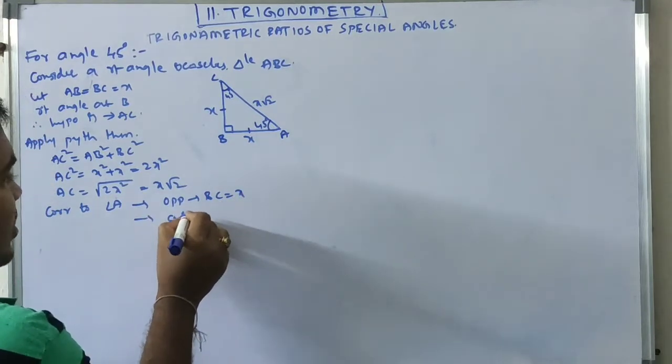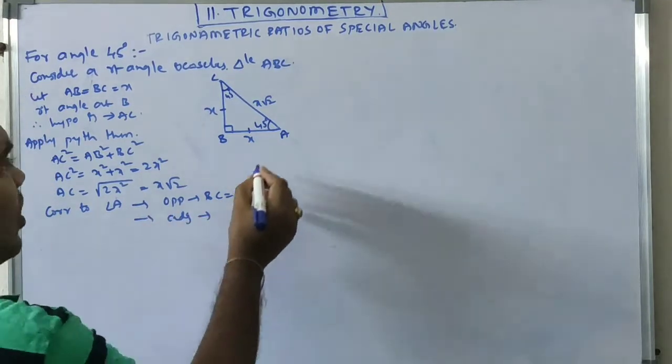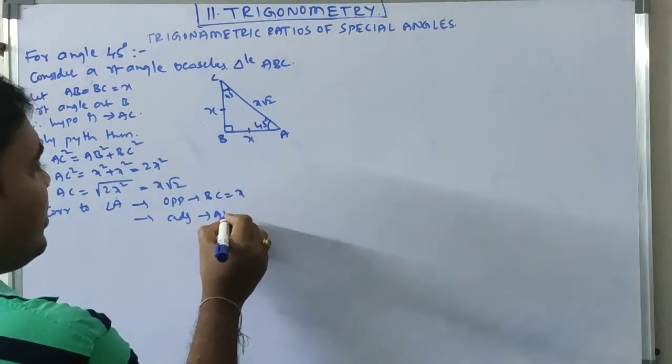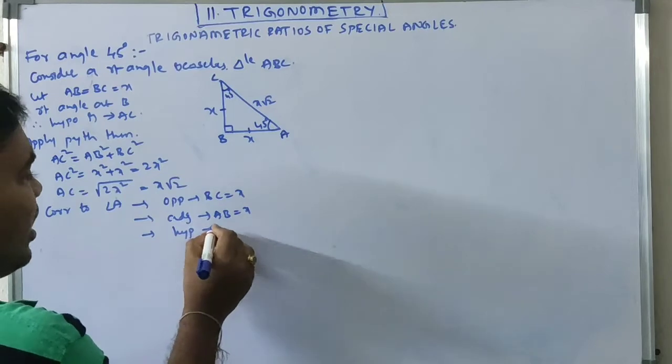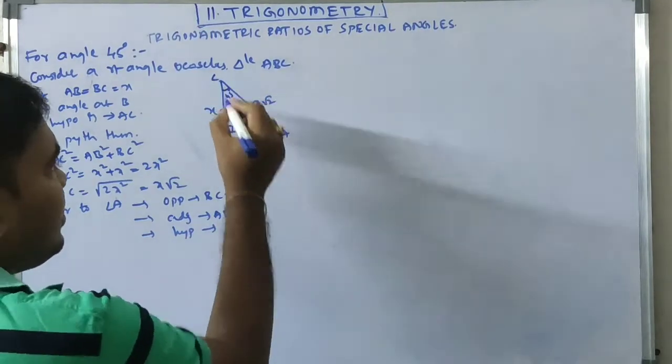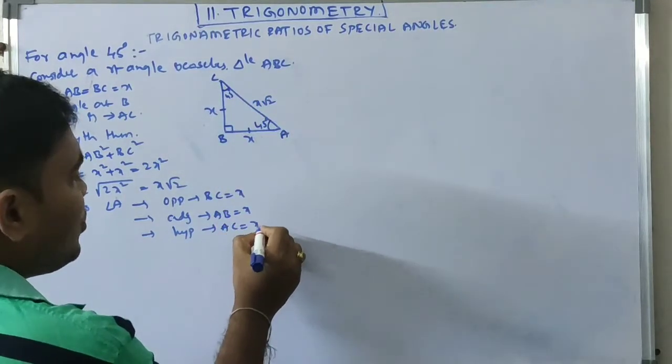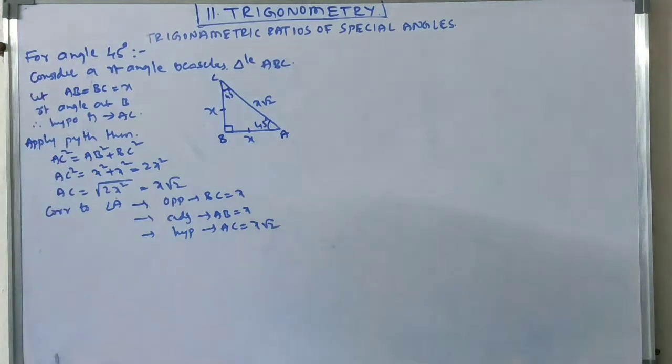Adjacent side. What is the adjacent side? So the adjacent side is AB. This is also equal to x. Next, the hypotenuse. Hypotenuse is AC. This is equal to x root 2. Now we are taking trigonometric ratios.